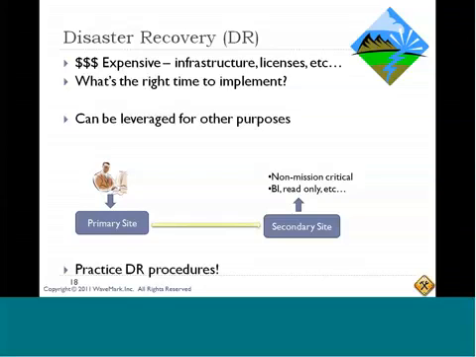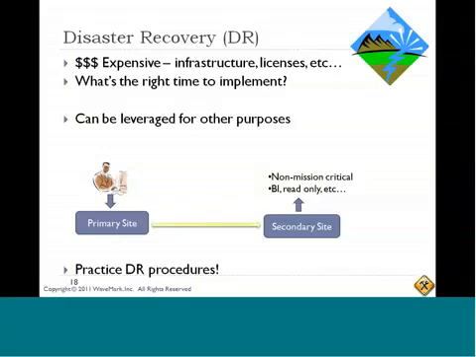I don't know what the right time to implement is. There is no right time. It depends on the organization. What needs to be taken into consideration is the financial situation of the organization, requirements of customers, requirements of regulatory bodies, and the appetite of the organization for risk.